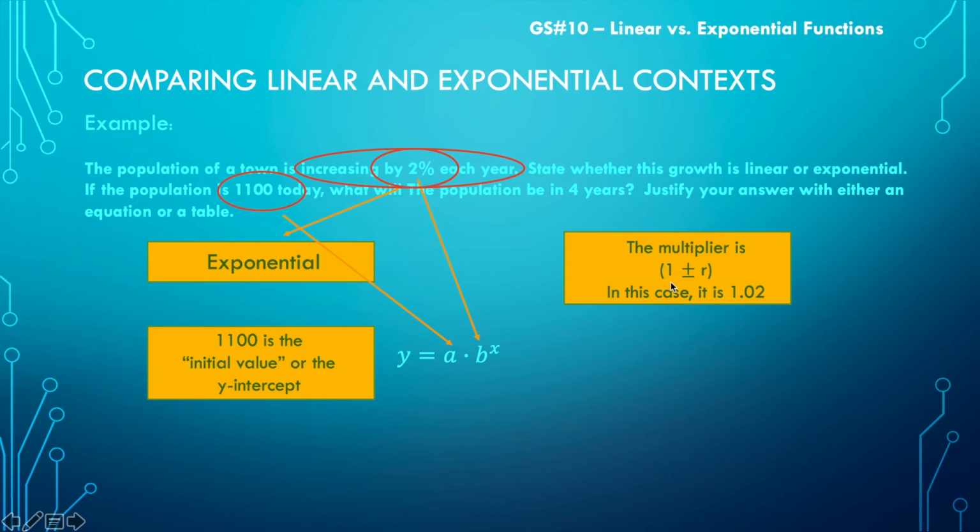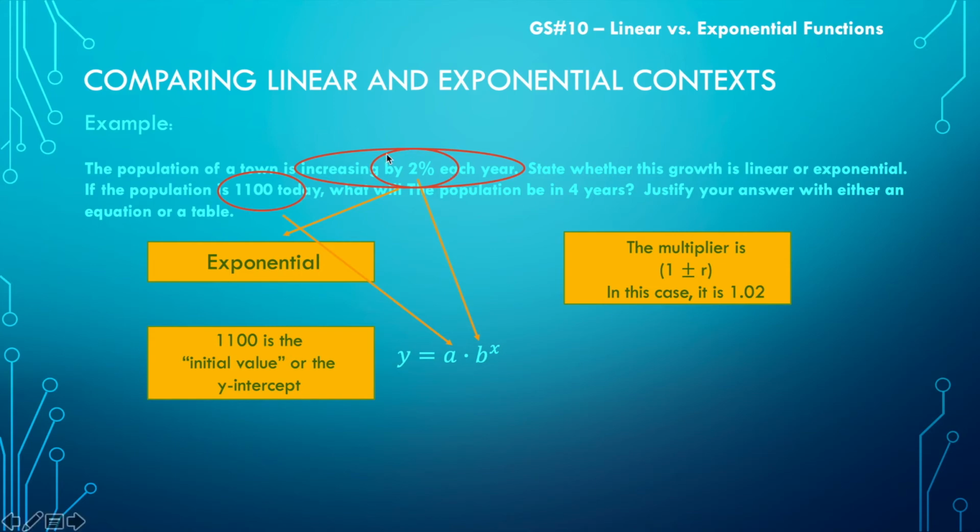Now, why do we do that? Well, because that 1 represents 100%. And so if it's increasing, we would want something a little bit more than 100%, or 102%. Okay, and if it's decreasing, we would say that the multiplier would be slightly less than 100%, like 0.97 or 0.75, depending on how it's decreasing.